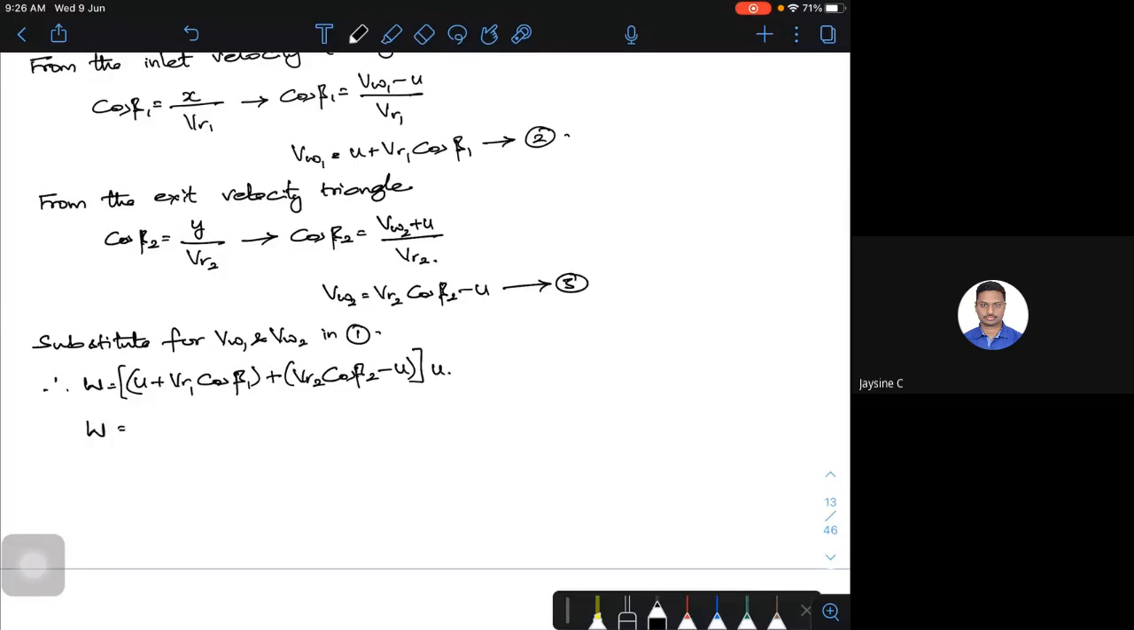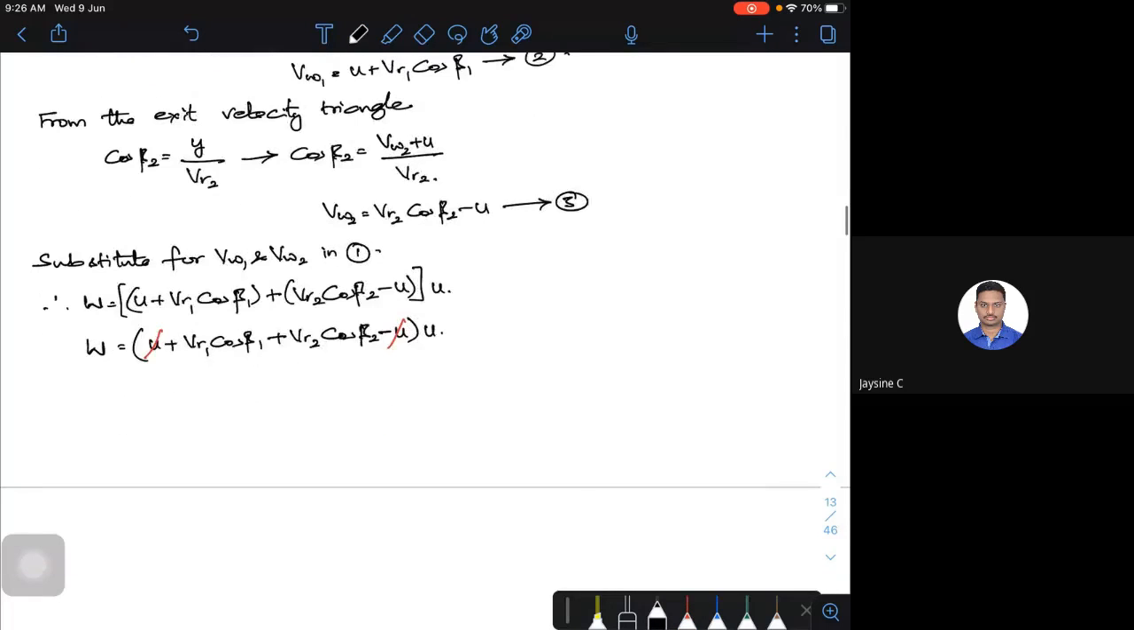Therefore, W is equal to, let me open this bracket, (U plus VR1 cos beta 1 plus VR2 cos beta 2 minus U) into U. So what will happen? These U's will simply cancel: plus U minus U cancel out. I am left with W is equal to (VR1 cos beta 1 plus VR2 cos beta 2) into U.